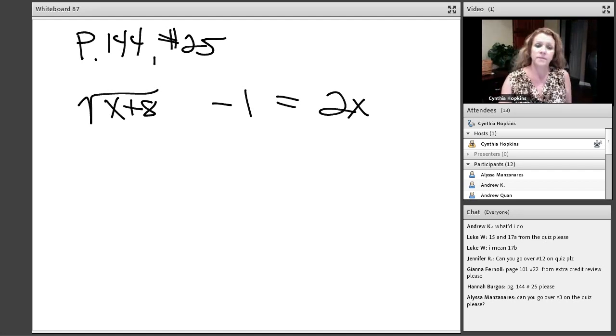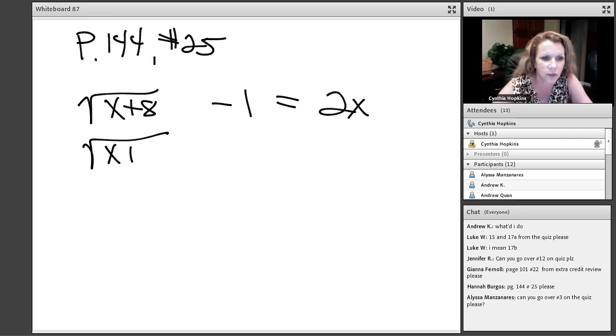Okay, so whenever you have a square root or any kind of radical in an equation, we said that our first step was to isolate the radical. So I want to get it all alone on one side of the equal sign. And so to get this -1 to the other side, I'm going to add 1. All right, the next step is I want to get rid of the square root, so I'm going to square this side.